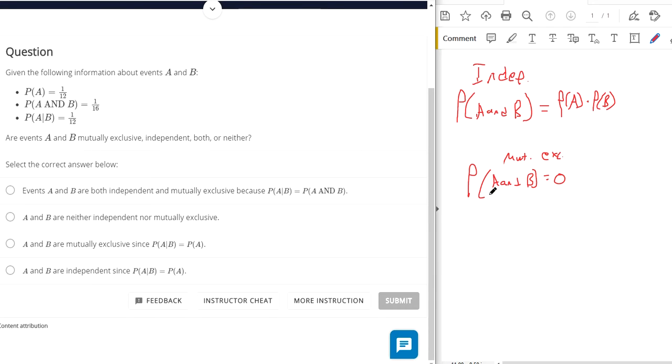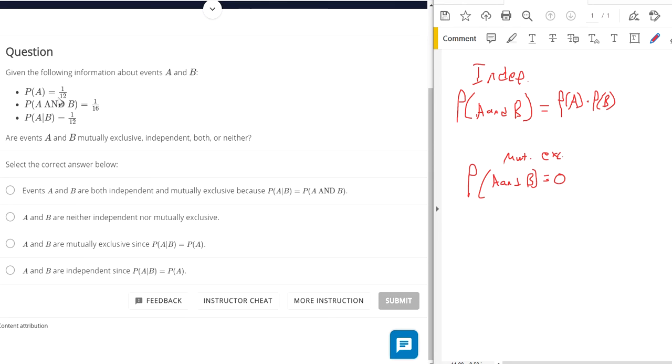Okay, anyway, if two events cannot happen together, they're mutually exclusive, and the probability of both of them is 0. Okay, so we're given some information. We're asked to say whether events A and B are mutually exclusive, independent, both, or neither. So we have to decide about independence and mutual exclusiveness.